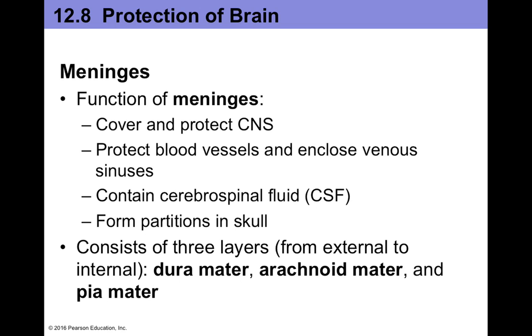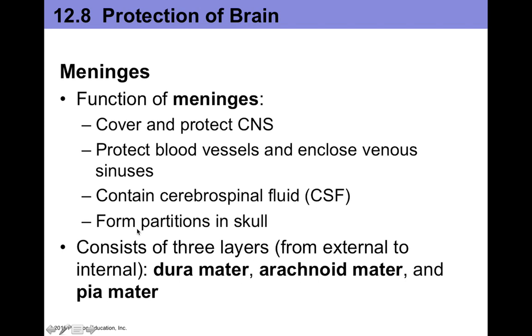For one, we have your cranial bones. Two, we have the meninges. And the meninges cover and protect the central nervous system, so they surround your brain and spinal cord. They also protect blood vessels and enclose these venous sinuses, which we'll describe soon. The meninges also contain cerebrospinal fluid, which is the third protective function here, because cerebrospinal fluid forms a nice fluid cushion for your brain to bounce around within.